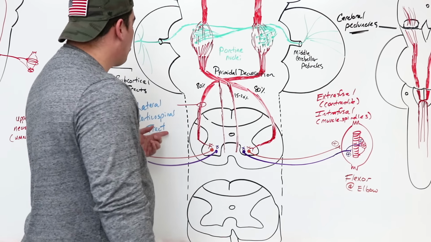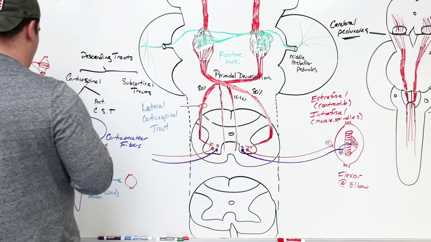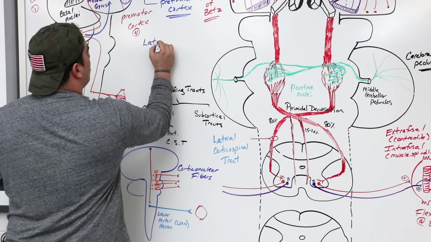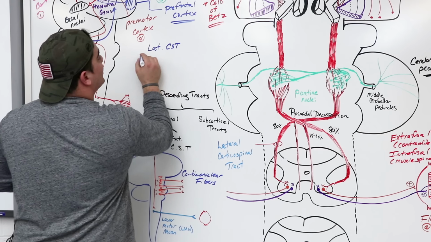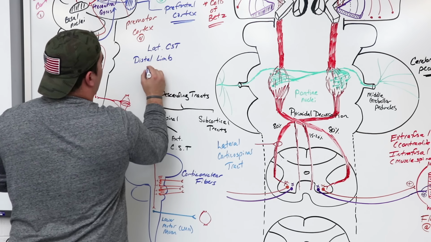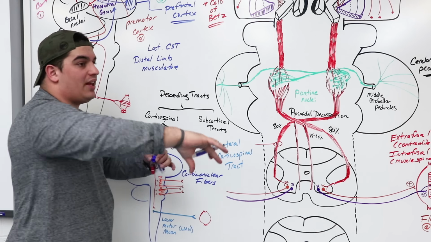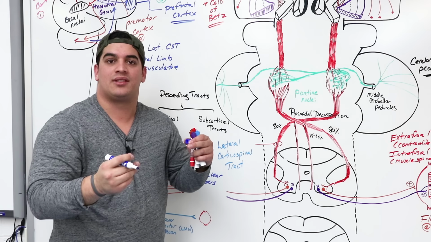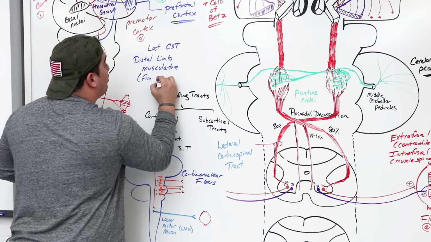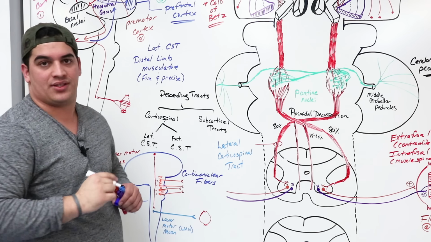Now, lateral corticospinal is very specific though. So we have to say something about this one, the lateral corticospinal. The lateral corticospinal is more associated with distal limb musculature. So more of the actual arm movements, the finger movements. So it's for very fine and precise movements. Okay, very fine and precise movements.